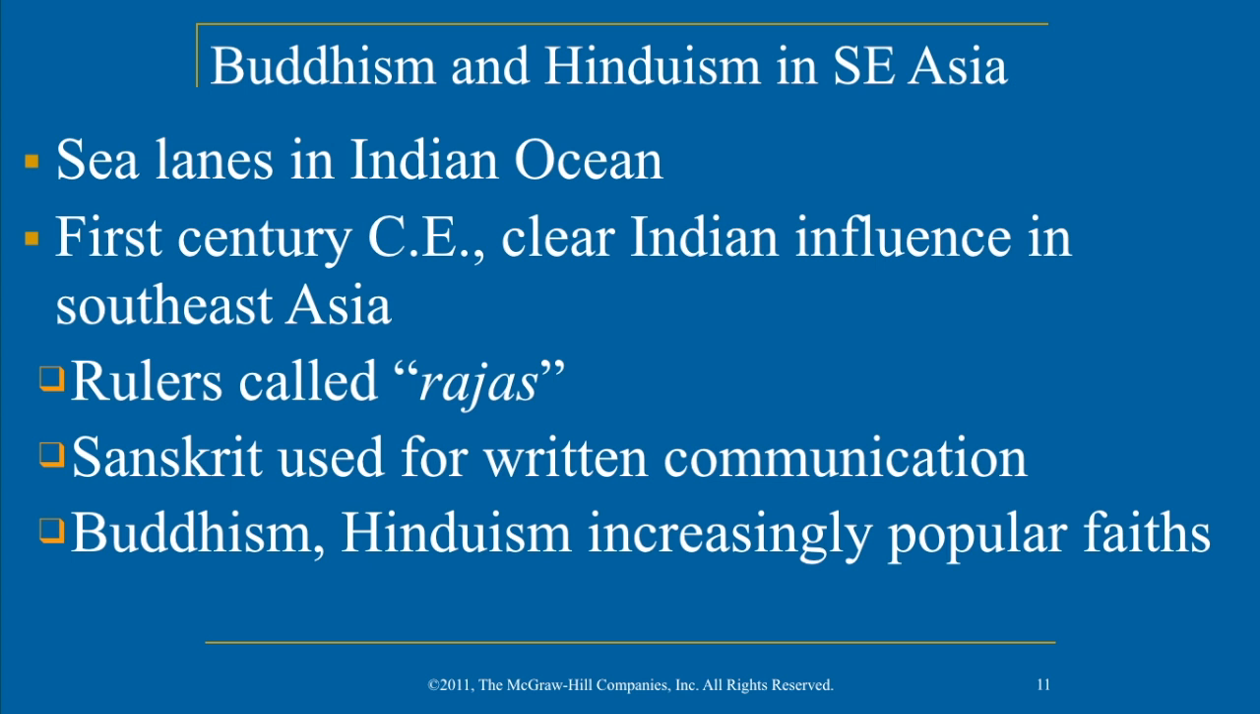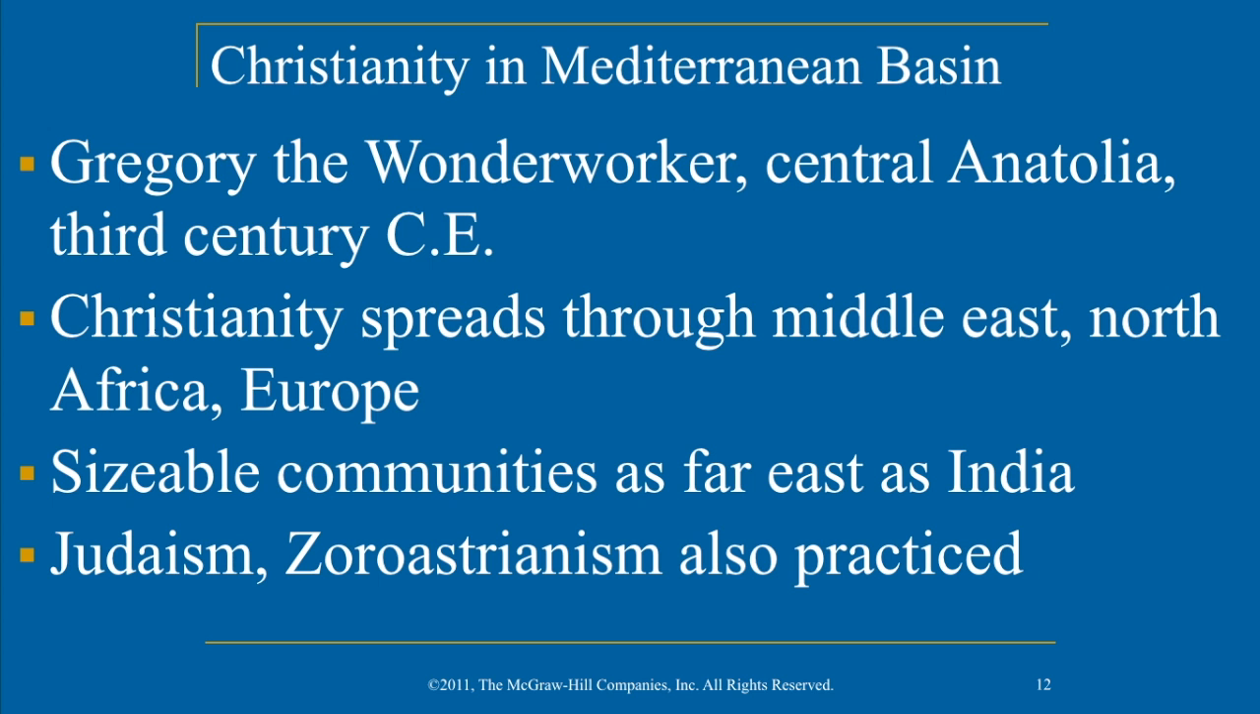Buddhism and Hinduism in Southeast Asia. Sea lanes are in the Indian Ocean, the 1st century CE. There's clear Indian influence in Southeast Asia. The rulers are actually called Rajas, which is an Indian word for ruler. Sanskrit becomes used for the common written language for communication. And Sanskrit originally was the Hindu language that was used for dissemination of Hindu teachings. And eventually, Buddhism and Hinduism become popular faiths within Southeast Asia.